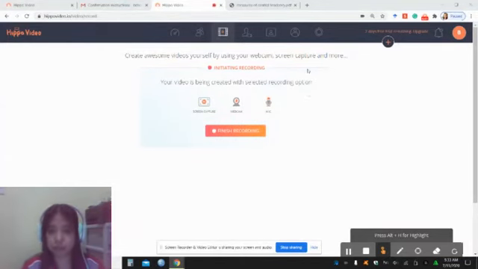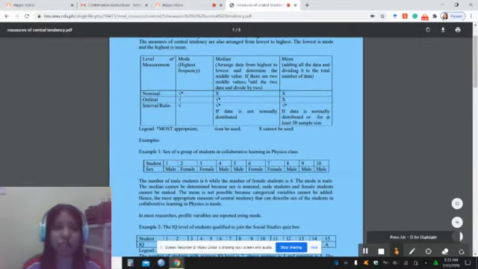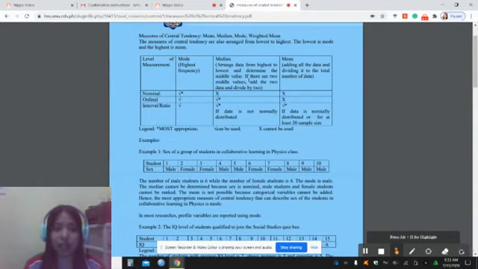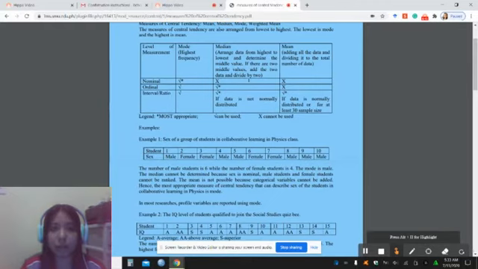Today we are going to talk about measures of central tendency. As we know, measures of central tendency include the mean, the median, and the mode. In our previous lesson, we also talked about the importance of the level of measurement. As mentioned before, level of measurement is very important in determining the appropriate measure that you're going to use.